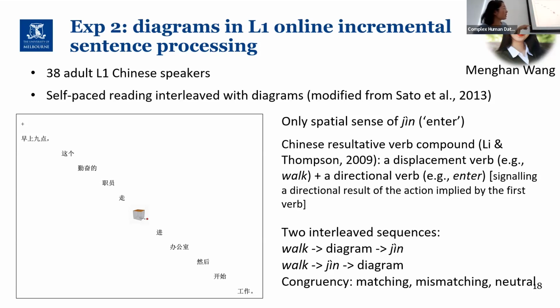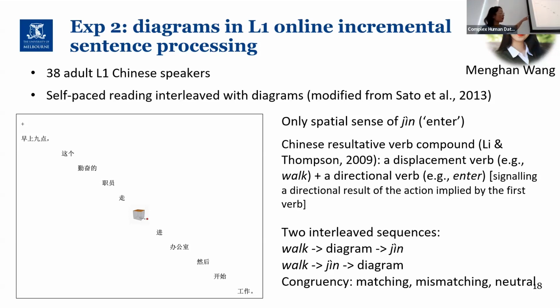Because this is only a Chinese task, I'll have to talk a little about the linguistic structure in Chinese. In Chinese, we typically encode spatial directions in what is called a resultative verb compound construction. It is composed of two components: a displacement verb and a directional verb. The displacement verb indicates motion, like walk or run or swim; that's the manner of the verb. The directional verb encodes the path. So we can say walk, then enter. The second verb is actually not a preposition, it's a verb. So it's walk-enter, swim-enter, run-enter. That's the compound construction. The directional verb signals the directional result of the action implied by the first verb.